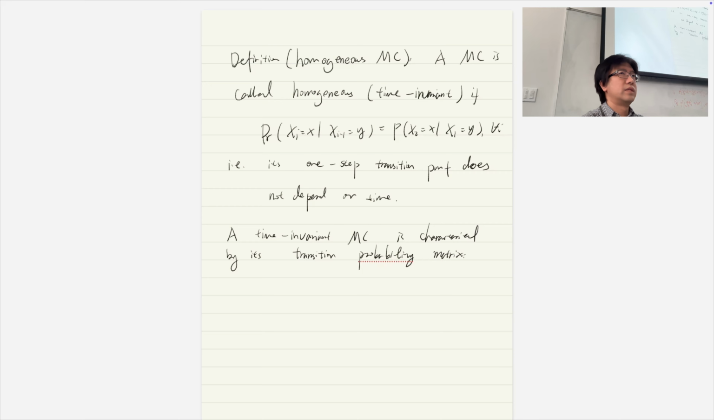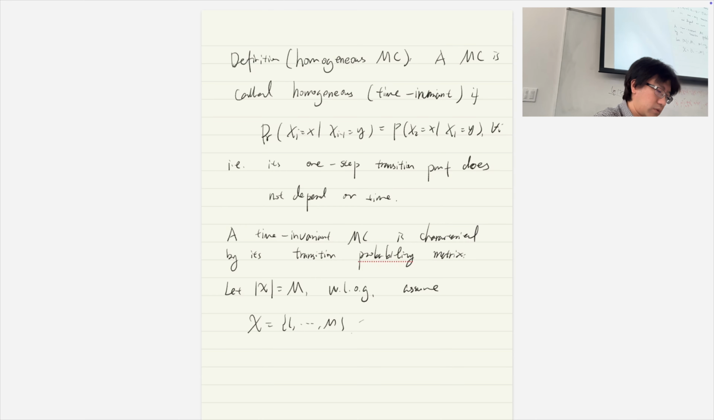For simplicity, we just introduce some new notation to make our life easier. We consider the cardinality. We let the cardinality of the set be given by capital M. Without loss of generality, we assume this set goes from 1 up to capital M. Those are all the values, all the states, from 1 to M, so we'll just use those to make our life easier.